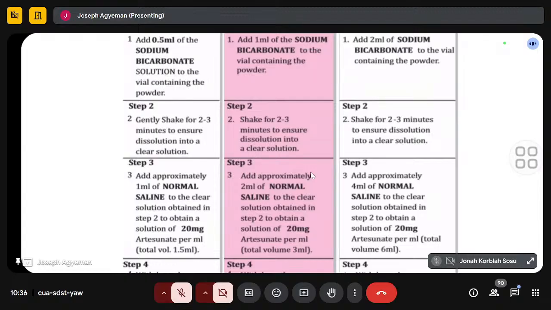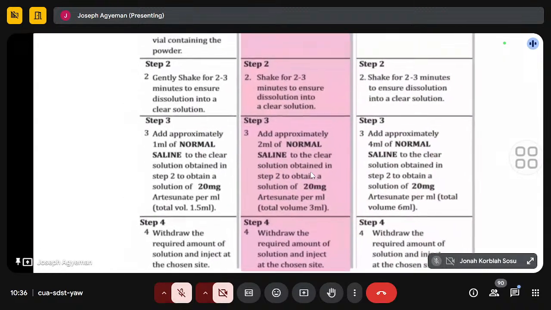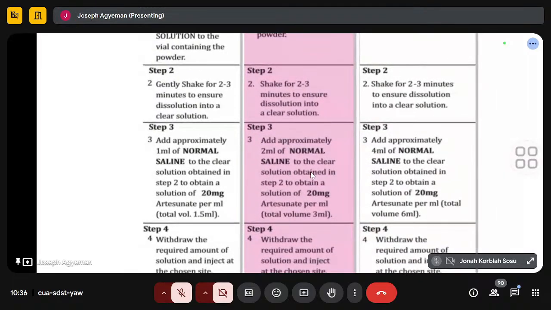So 1 mil will contain how much? 1 over 1.5 times 30, and that will give you 20. So it means that you have achieved your target of 20 milligram per mil. With this, the final volume becomes 1.5. The active ingredient in there, by using the 30 milligram vial, is still 30 milligram. If you do simple proportion, you realize that you will get 20 milligram per each mil. That is the final concentration.